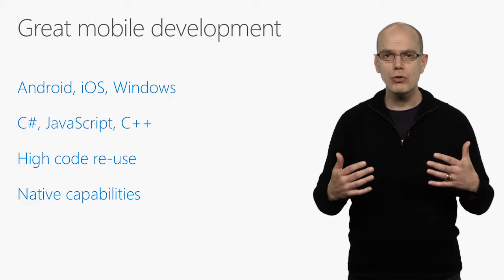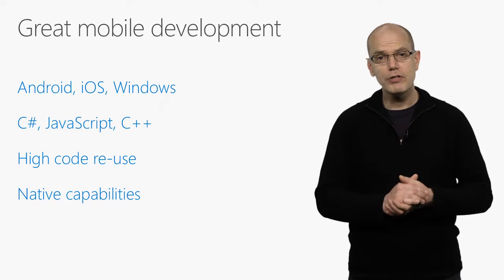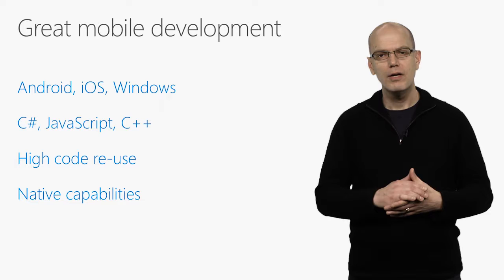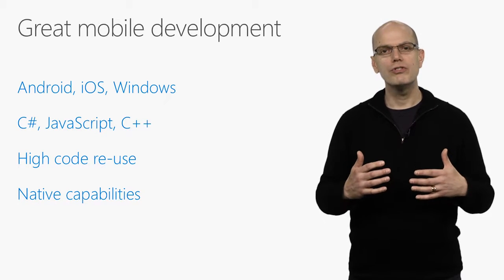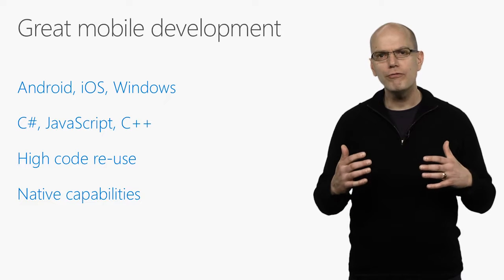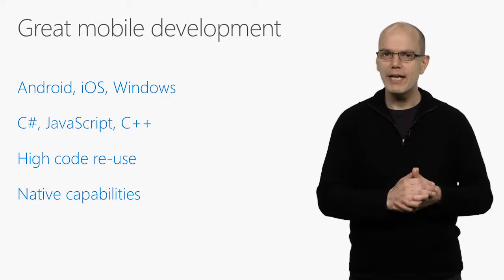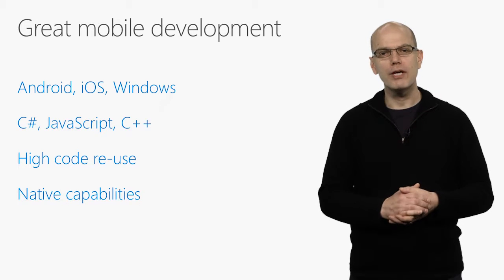JavaScript developers can use Cordova and Ionic to build apps that share all their code. C++ developers can build native libraries they can share across all mobile OSs. And most importantly, for C# developers, Visual Studio uses the Xamarin technology to create fully native apps. Apps that have native UI, use native device capabilities, and have native performance with up to 80% code sharing.